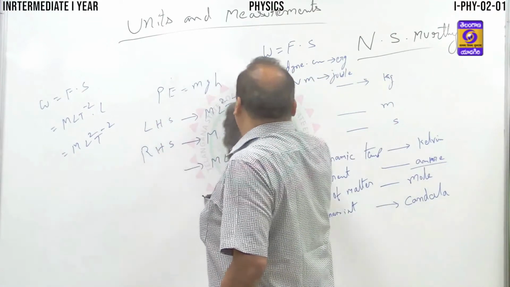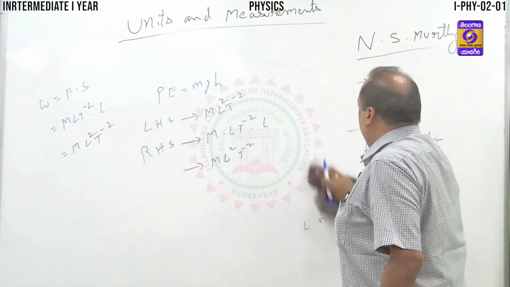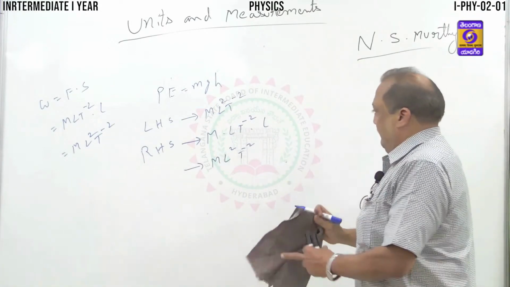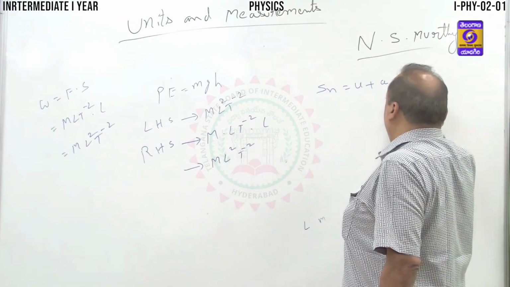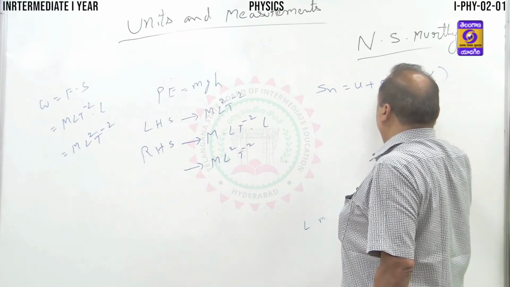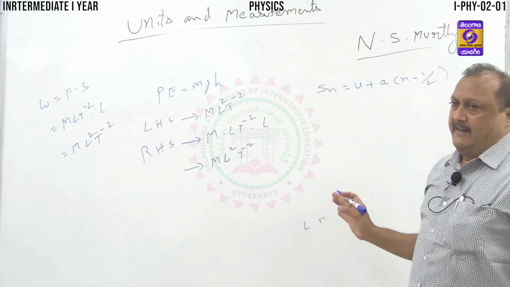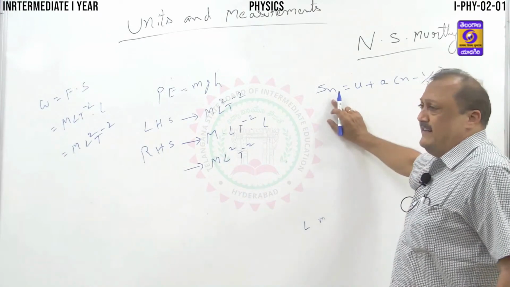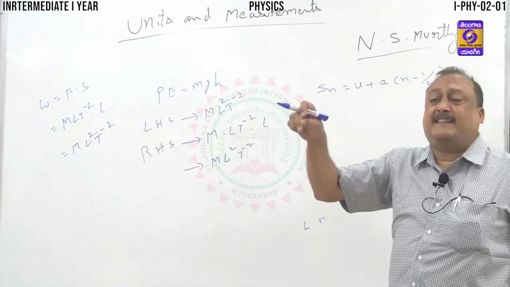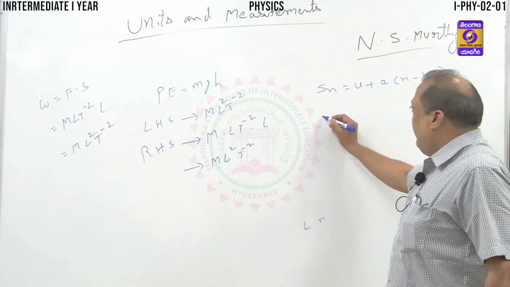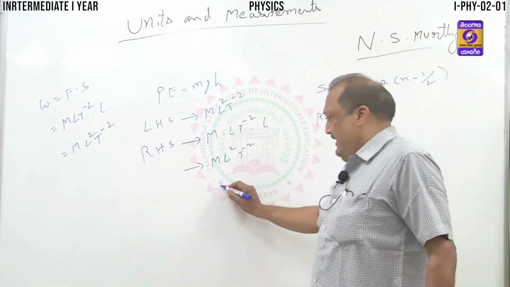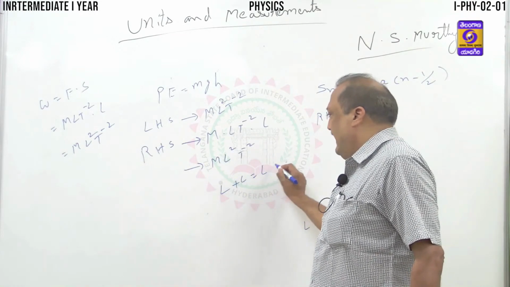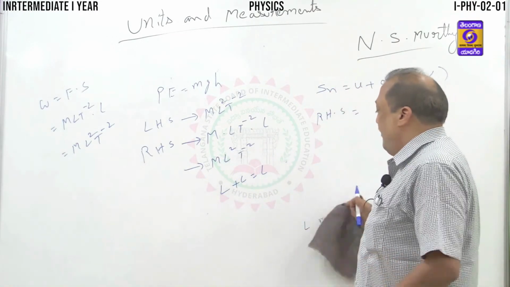In case of another equation, for example, if you take Sn equals u plus a into n minus, here u is the initial velocity, a is the acceleration, and Sn is the displacement of the body in the nth second. So first we take the right hand side. There is a rule here: length plus length is length. Here L is the dimensional formula for length.